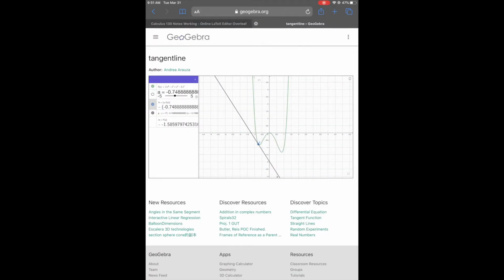So you probably found your way to this little gizmo on GeoGebra, and I'm hoping that you played around with it. I asked you to look at the slopes of these tangent lines. The tangent lines are in gray, and the function itself is in green. You can see that it's got a local minimum right here, whatever this x value happens to be, and then right here it's got a local maximum. And then down here, it's got a local minimum as well.